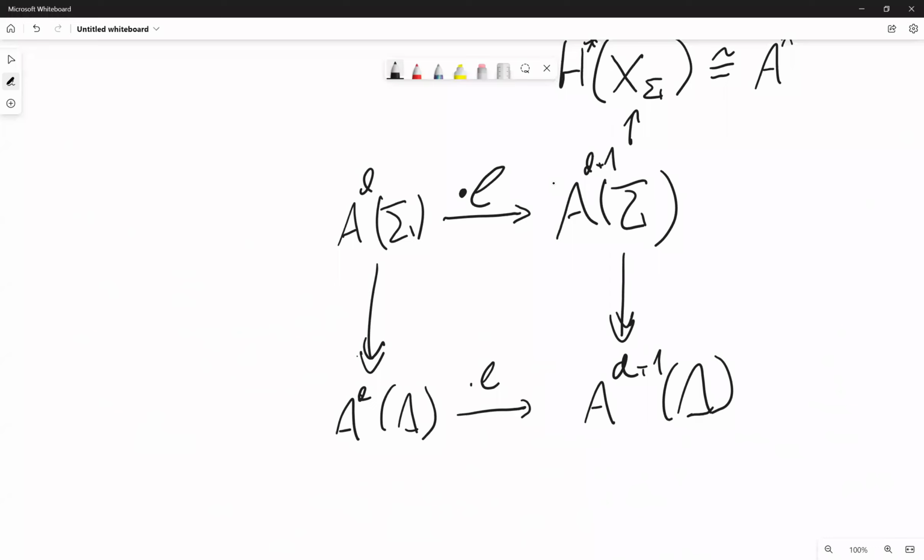Now I claim that this map down here is a surjection. Why is that? Let's say I have an element X here, and I want to show that it's in the image. I can follow the map up here, since this is a commutative diagram, and I know that there's an element Y such that Y times L times the restriction maps to X. But then I can just map it down here, and then I have the restriction of Y maps to X. That's it, right? L times Y maps to X, which is equal to X. This means that this here is a surjection.